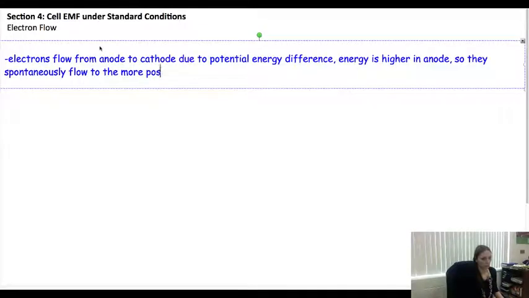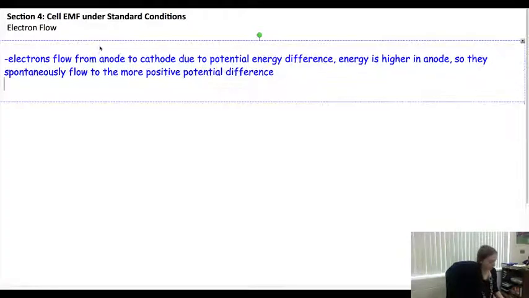Okay, section 4 is over cell EMF under standard conditions, and we're going to look at the first thing dealing with electron flow. So we talked about earlier that electrons flow from your anode to your cathode. The reason they flow from your anode to your cathode is due to a potential energy difference. The energy is higher in your anode, which means that they're going to spontaneously then flow to a more positive potential difference. And so that potential difference is that potential energy difference. A lot of times this is called potential difference.